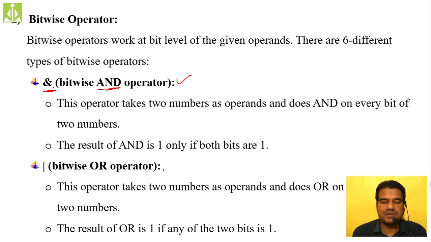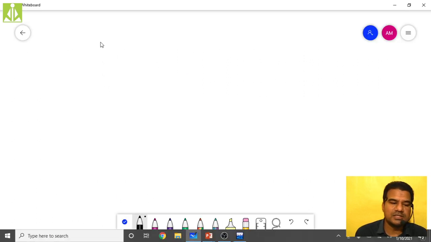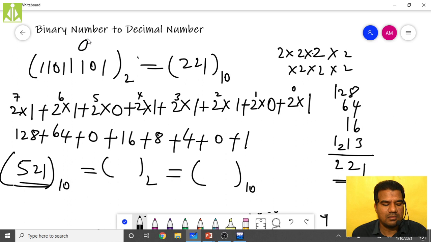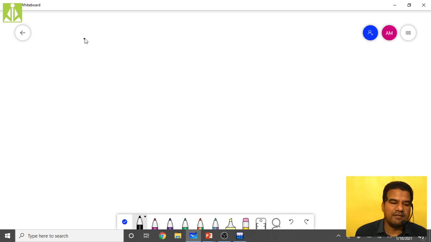The symbol we are using to represent the bitwise AND operator is the ampersand. So how will it operate? Let us say I am taking a value as 2 and b value as 3. I'm taking a value as 2 and b value as 3.